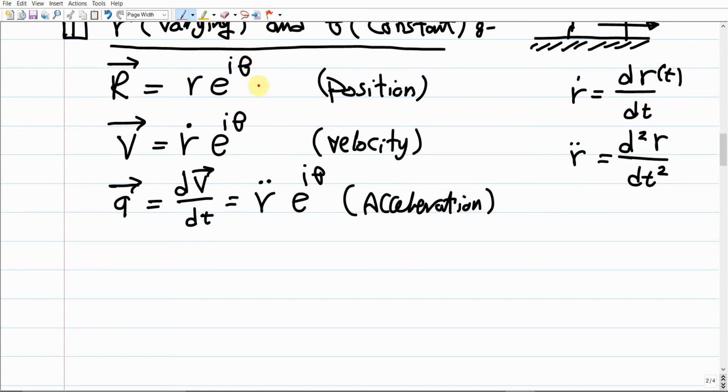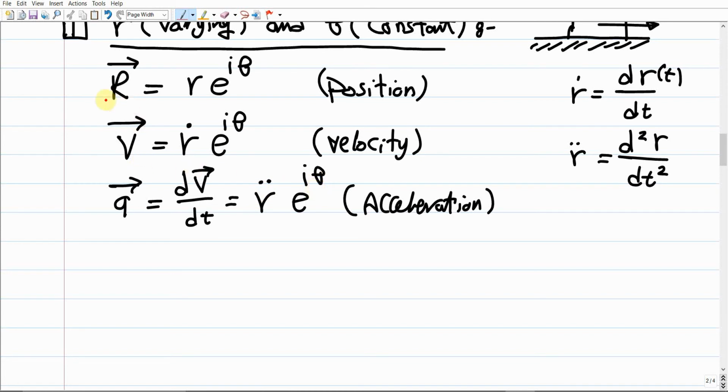Theta is just the angle specified to define the direction of the position vector. As you can see, the velocity vector still has the same direction as the position vector, theta. How about the acceleration? The direction of the acceleration is still theta.